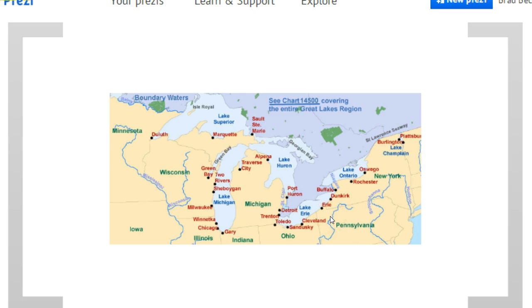This is going to become significant when we talk about the construction of the Erie Canal in the early 1800s, which will really allow for the development and settlement of the Great Lakes region.